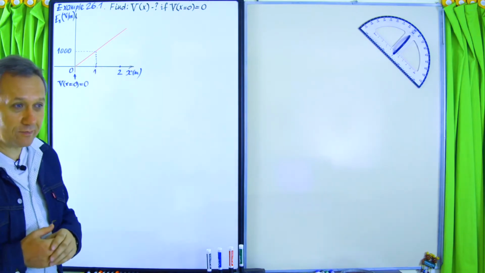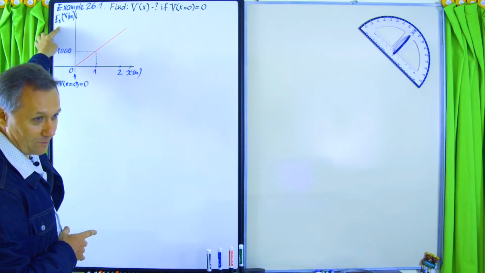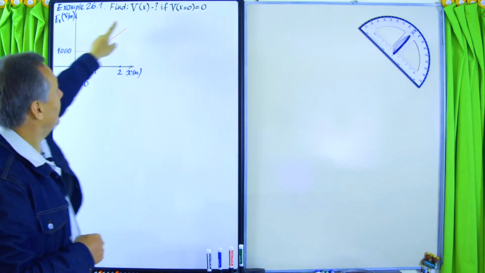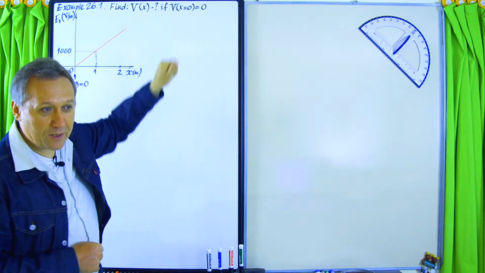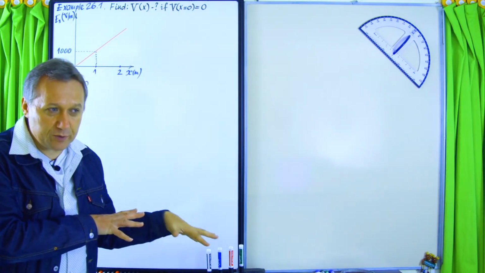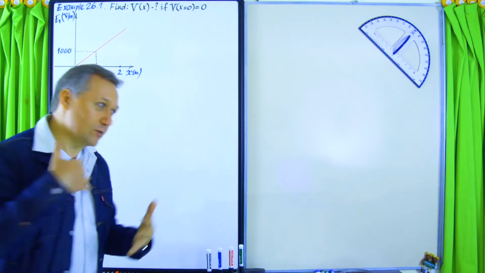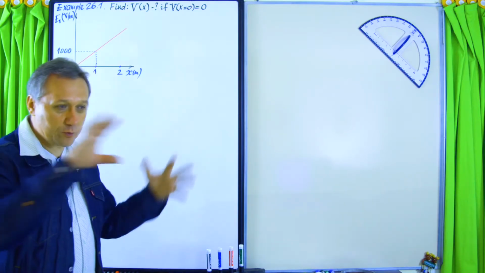So what's the question? We have information about the electric field, and we need to get information about the electric potential. So basically we need to use the bridge which we just built, which gives us the way of moving from the electric field to the electric potential.